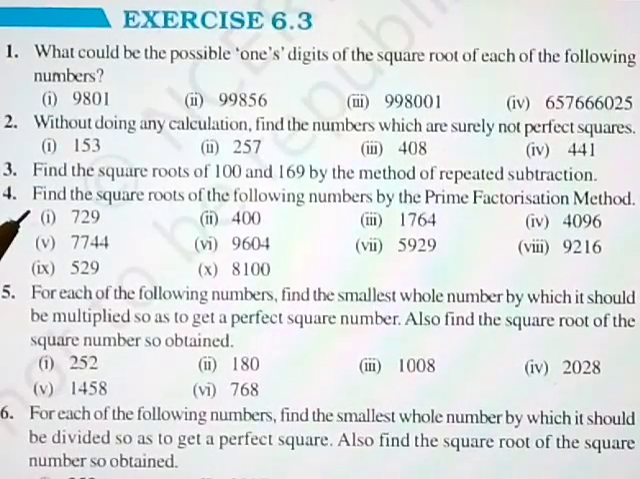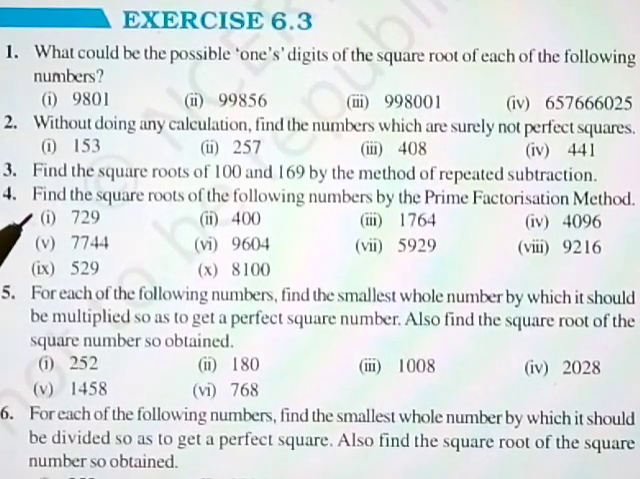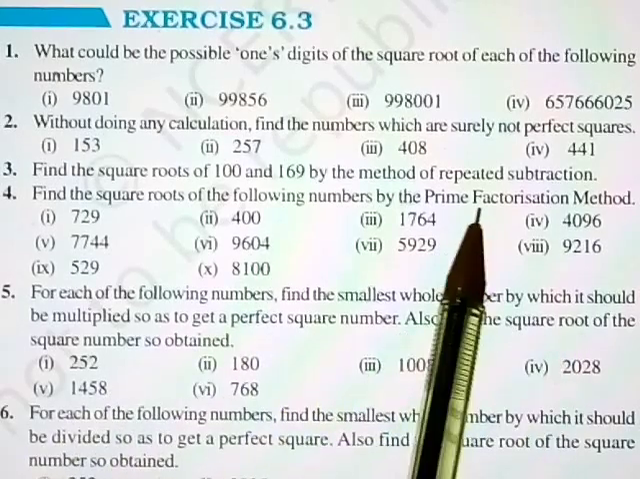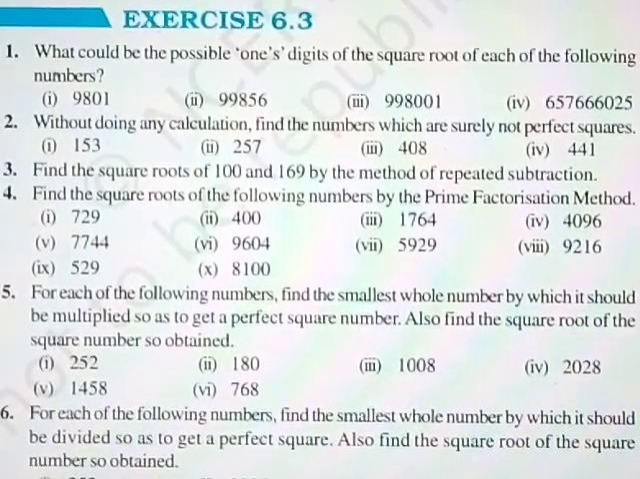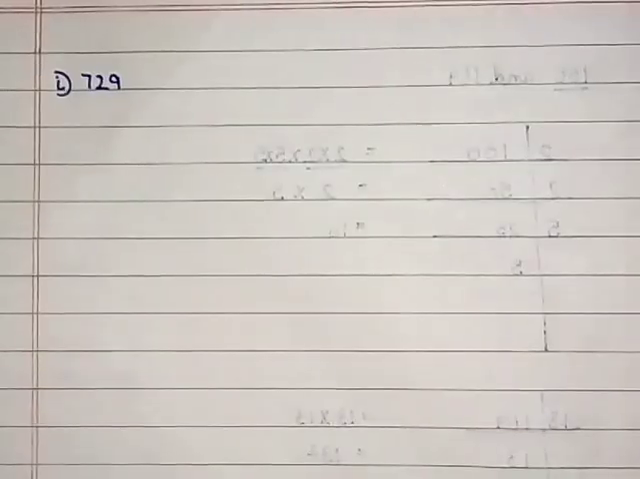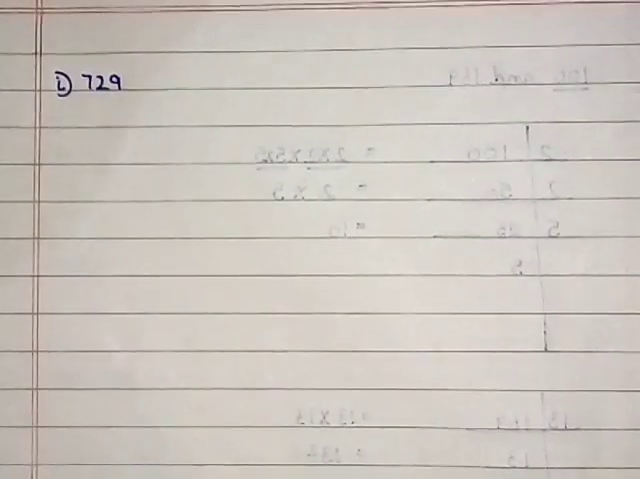Friends, today we will solve question number 4 of exercise 6.3. The question is, find the square roots of the following numbers by prime factorization method. So let's start. Part A, 729.